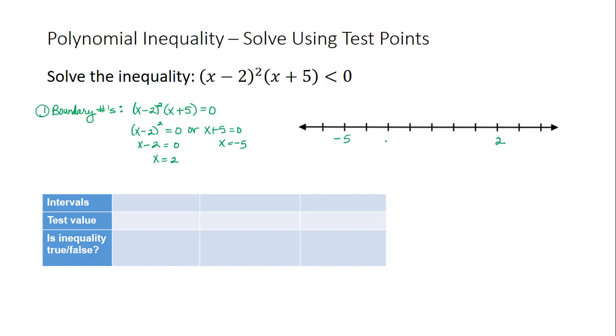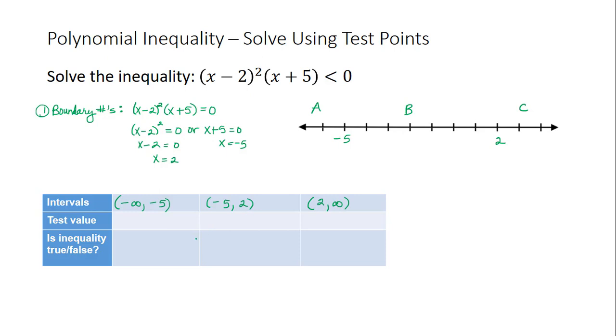And so this divides the number line into 3 regions. I like to label them A, B, and C. That is the region to the left of negative 5, which is the interval from negative infinity to negative 5. The region B is the region between negative 5 and 2, so negative 5 to 2. And region C is everything to the right of 2, or 2 to infinity.